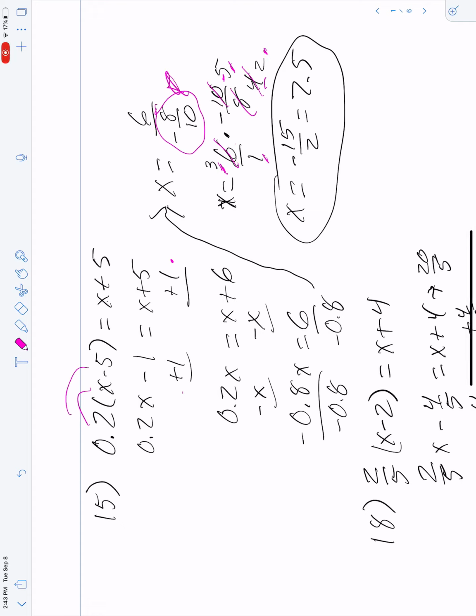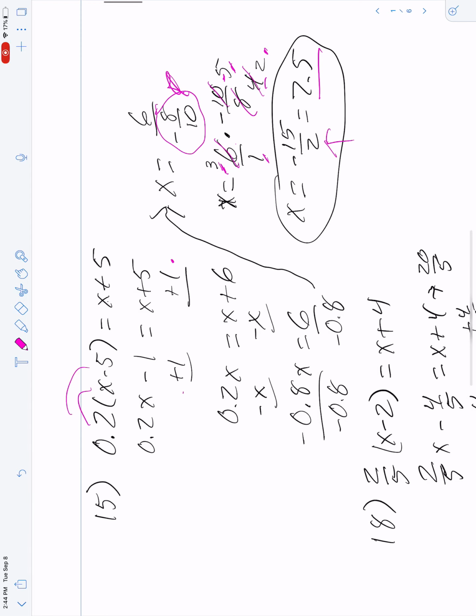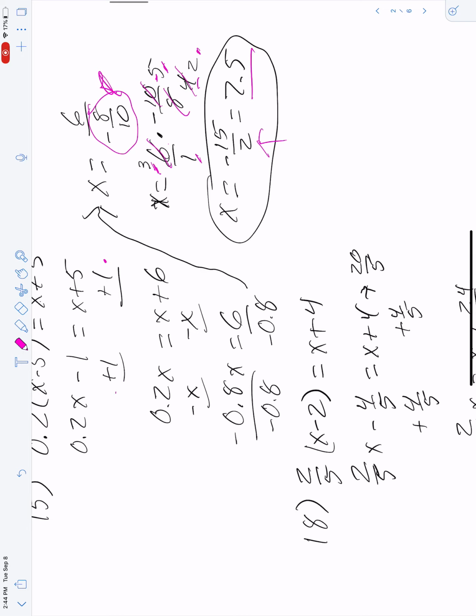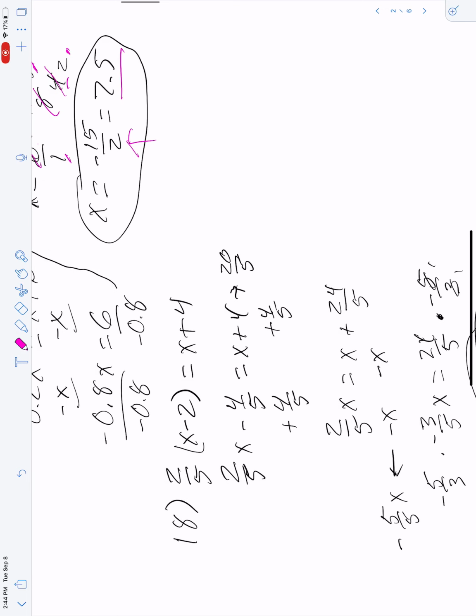Now, like we talked about in class, since this is a decimal that would terminate, if you give the decimal answer, that's fine, but the fraction is always fine as well. Number 18, I keep working with a little bit of practice with my fractions, so I distribute my 2/5. I'm going to go ahead and add 4/5 to both sides.